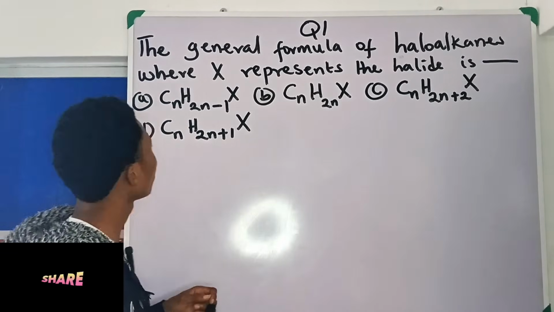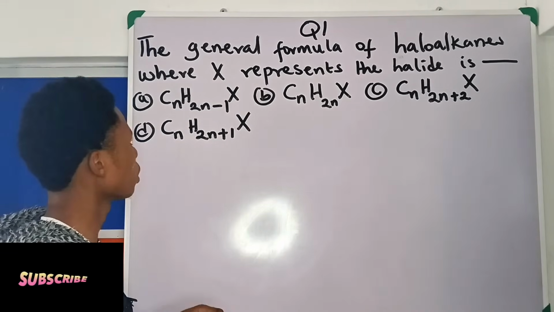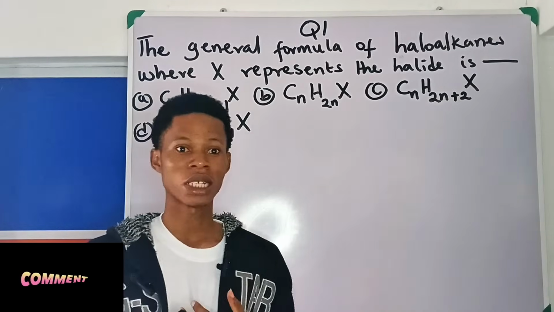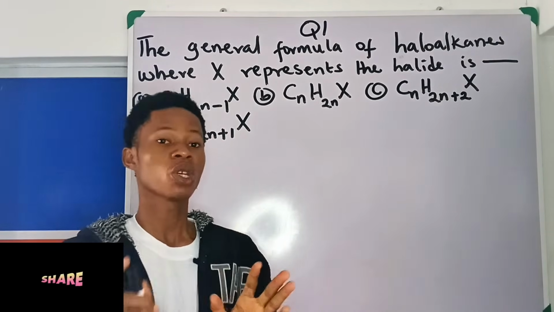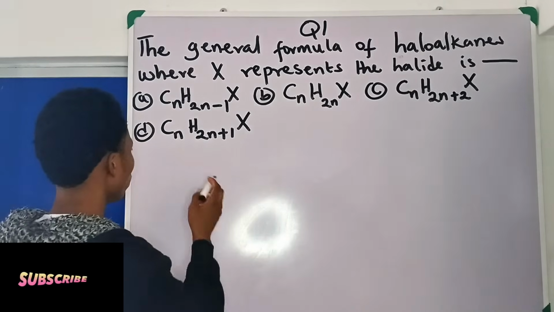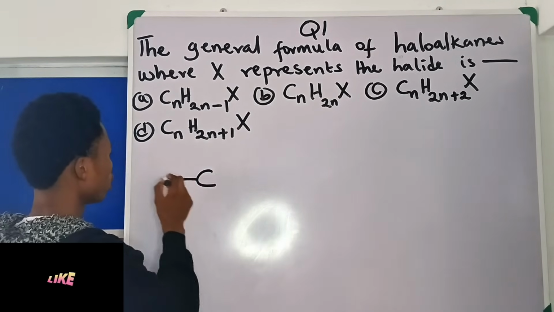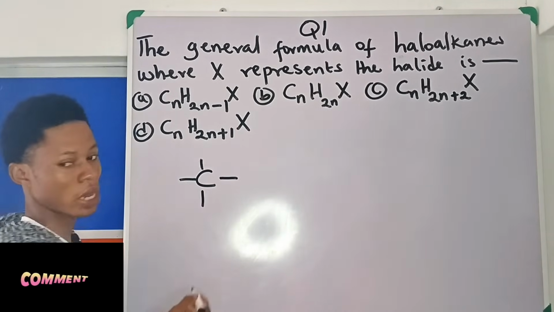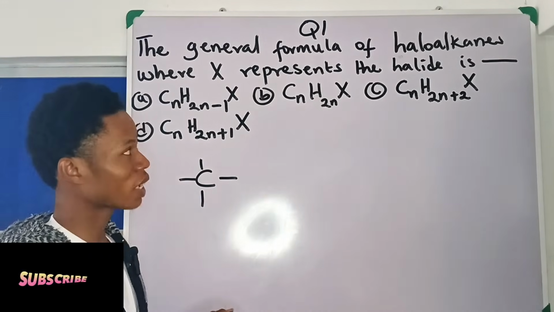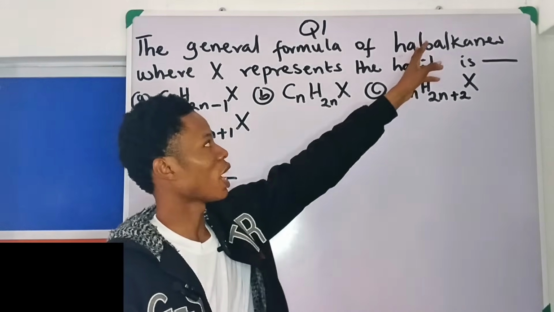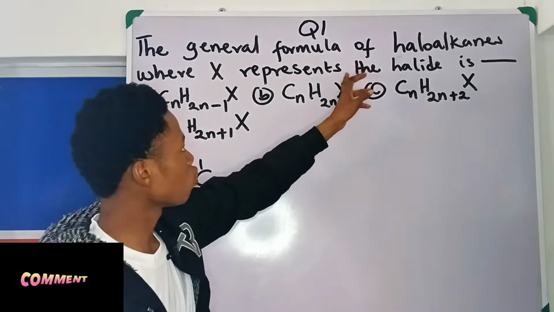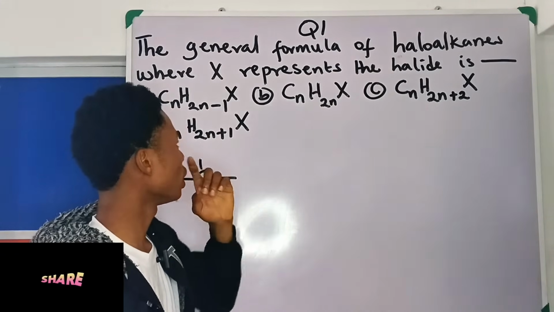All right, now if you want to solve this, if you want to get the answer, one thing you need to note is carbon is tetravalent, meaning carbon must have 4 bonds. So even if you don't know organic chemistry, you can get this one right because carbon must have 4 bonds. So knowing that, you know that carbon will have 1, 2, 3, 4 bonds around it. Now, the general formula for haloalkanes, halo here represents the halogens such as chlorine, fluorine, and the rest. But here in the equation, they said X should represent the halide.